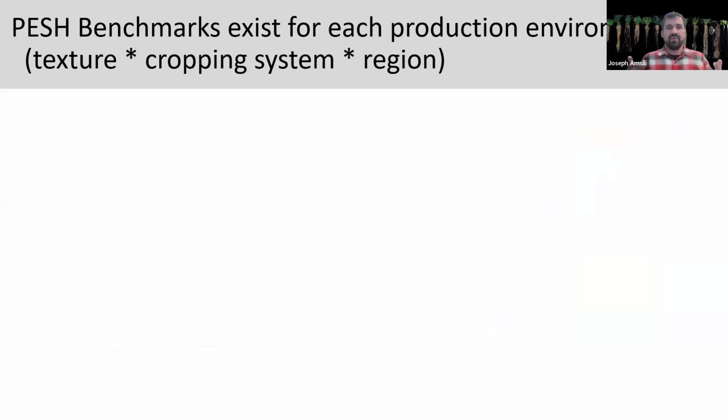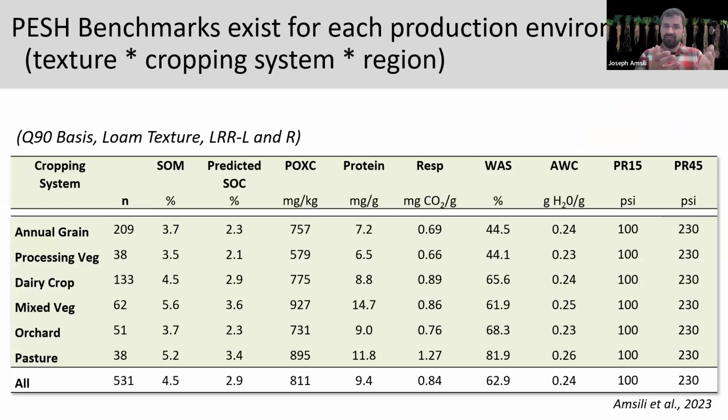So these benchmarks exist for each production environment by texture, cropping system, and region. So we have these values up on the website. This is basically for each indicator and soil texture, cropping system, and region. We have what these 90th percentile benchmark values are, just to show what that is.